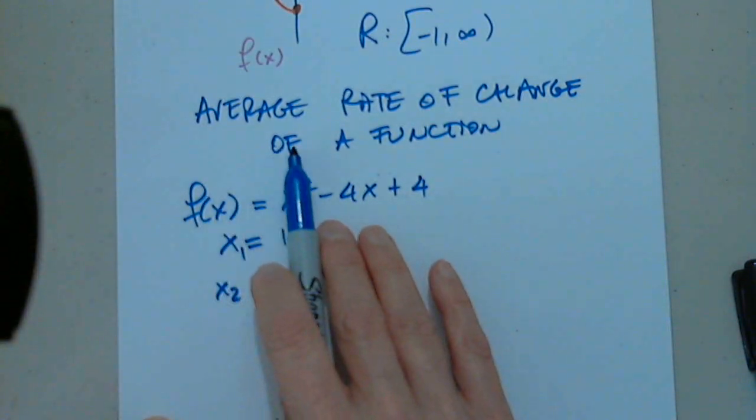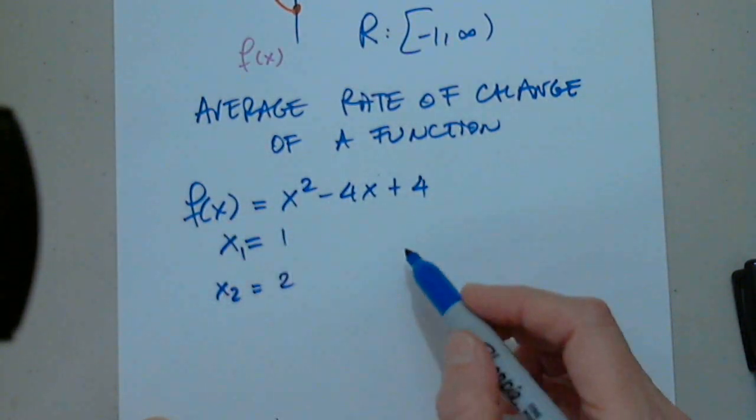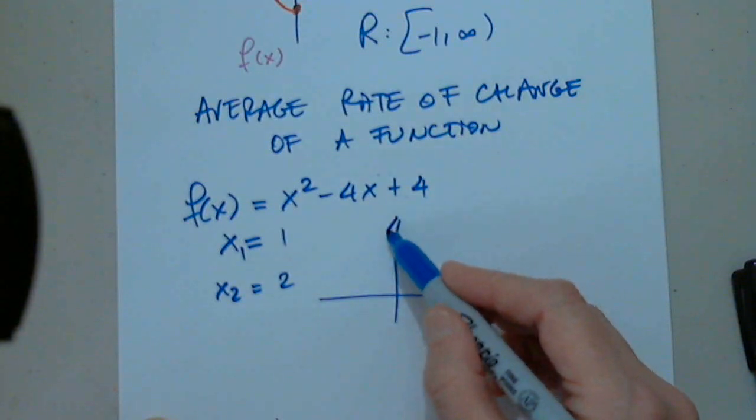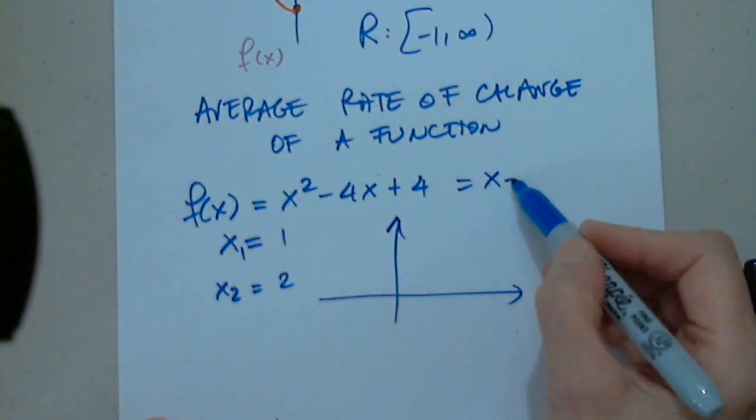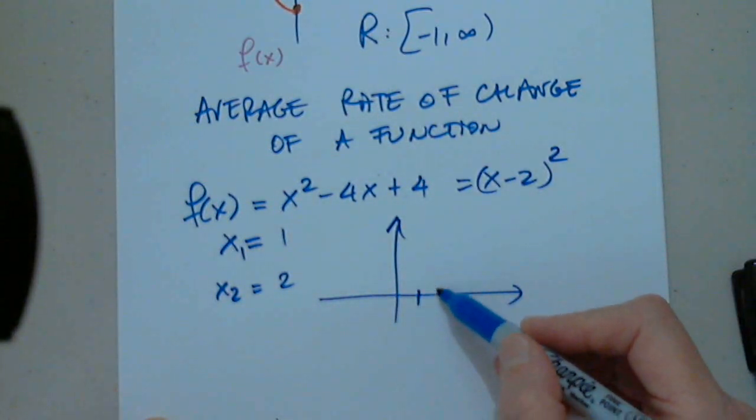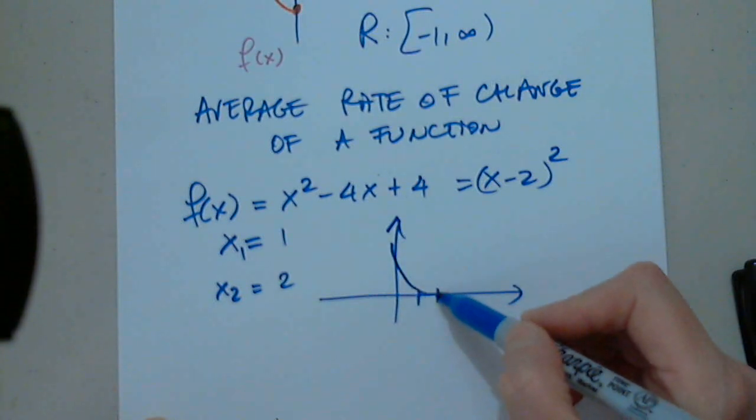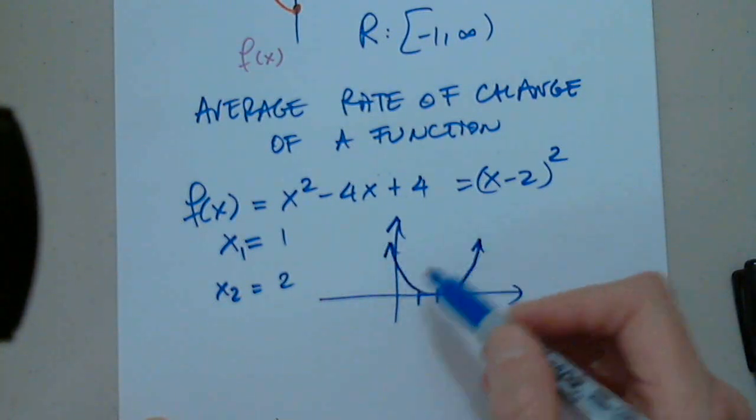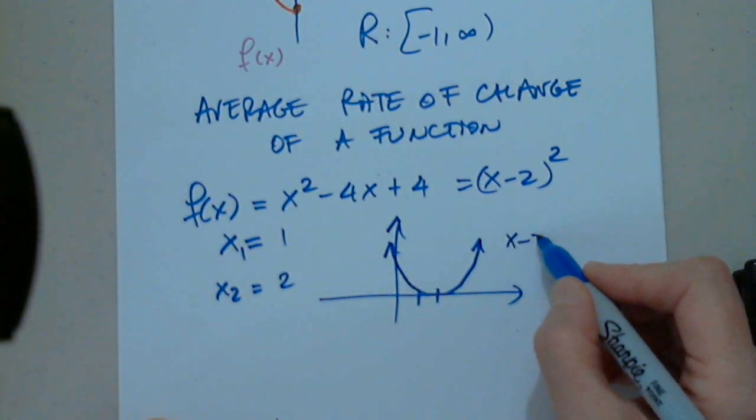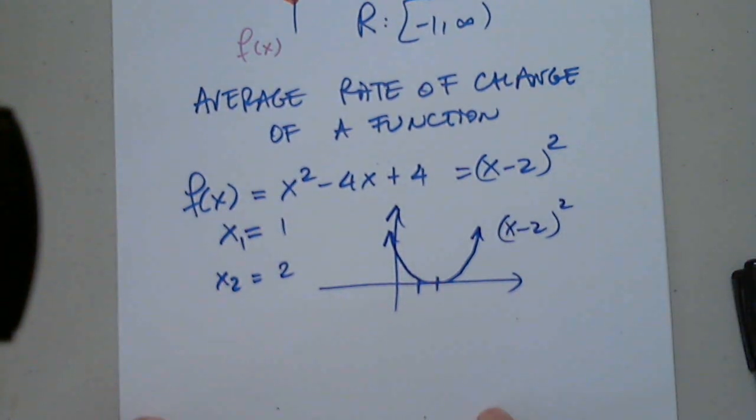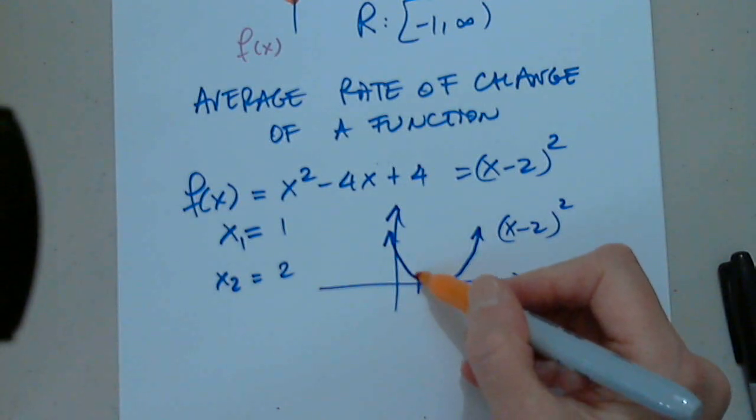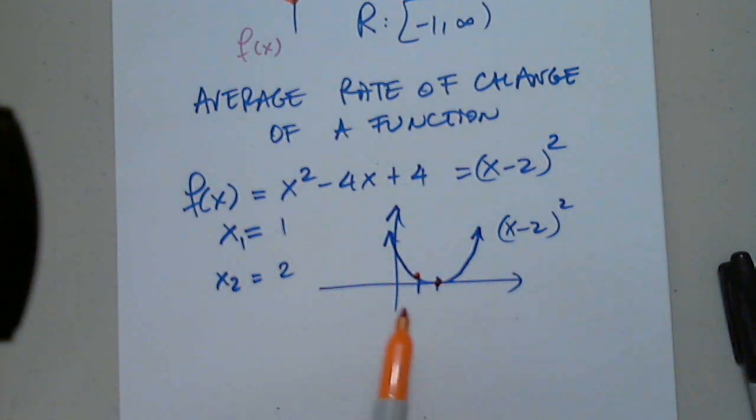Good. So the average rate of change. This function, we know, is the same as x minus 2 squared. I selected a simple one, so the graph looks something like this. Not that open, but it doesn't matter. Okay, so we selected the rate of change of this function between 1 and 2. So this is 1 and this is 2.